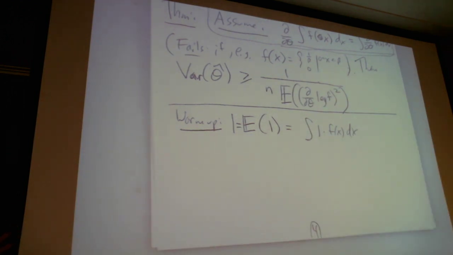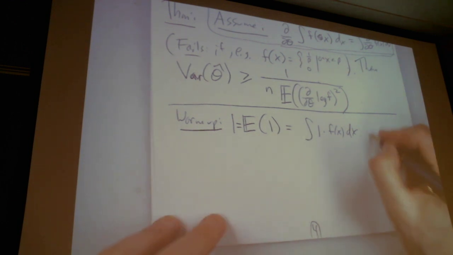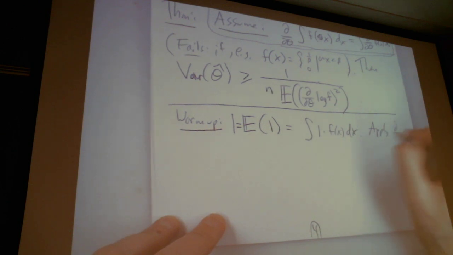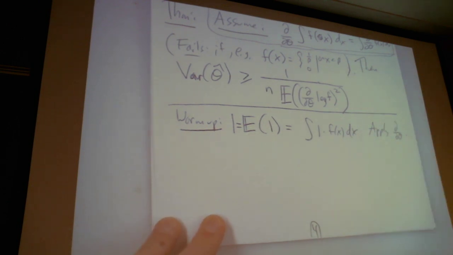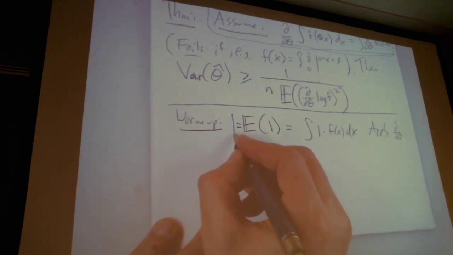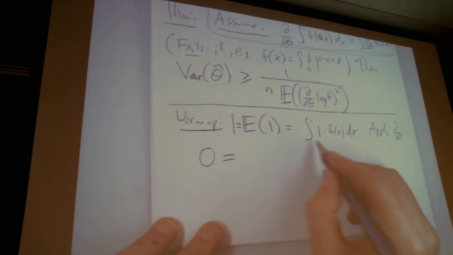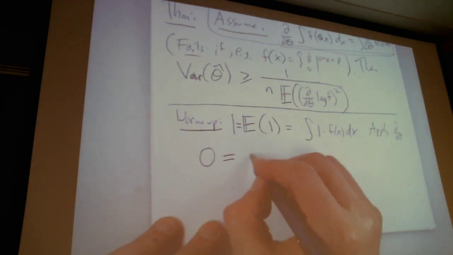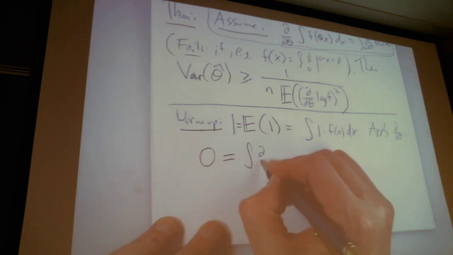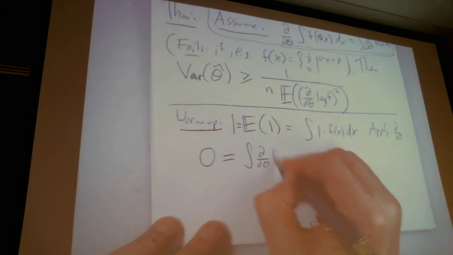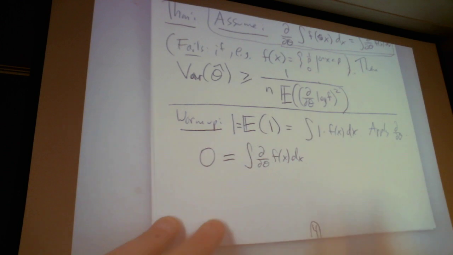No complaints there. Let's differentiate both sides with respect to theta. Apply d theta. When I differentiate 1 with respect to theta, I get 0. I'm allowed to bring the derivative inside. I'm using the key assumption. I bring the derivative inside, and I get d theta f of x dx.